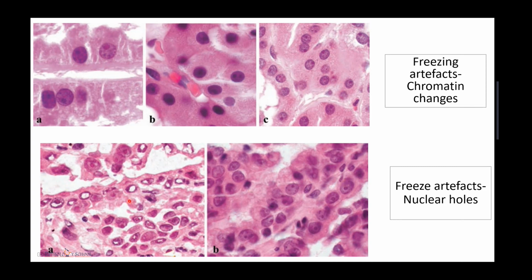Now coming to nuclear holes, freezing artifact, that is nuclear holes. A and B both are frozen sections only, but A is a thinner section and B is a thicker section. In A, you can see these nuclear holes here. The same nuclear holes are not seen here when taking a thicker section. So if in some case you are getting such nuclear holes, you can ask the technician to give you a thicker section so that you can see the nuclear details properly.